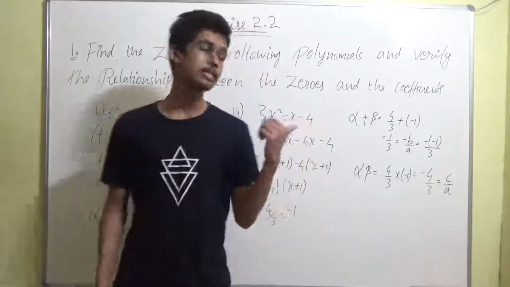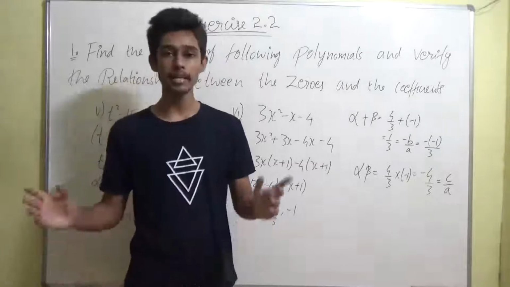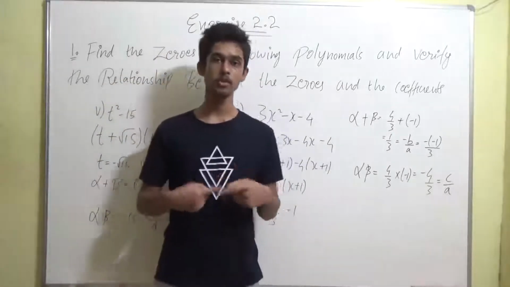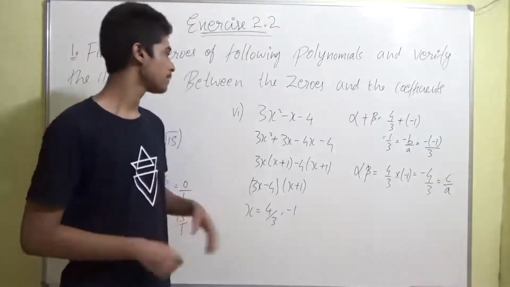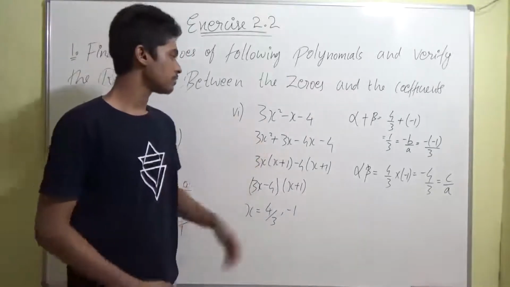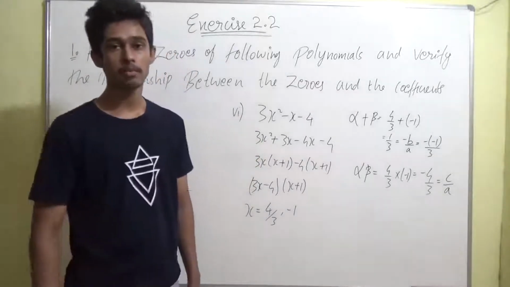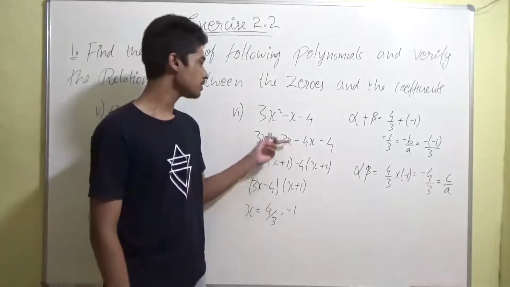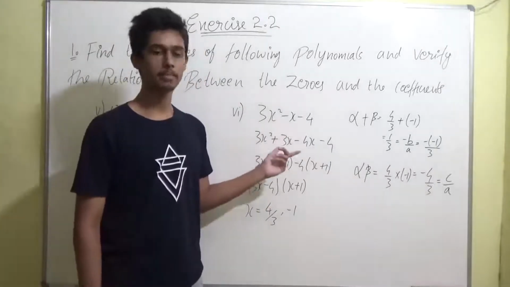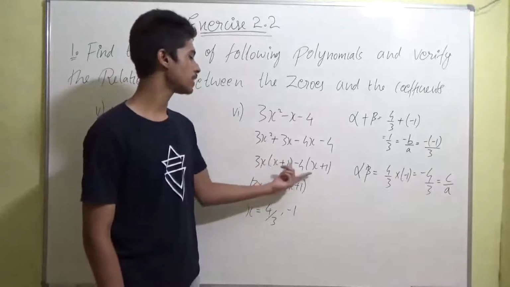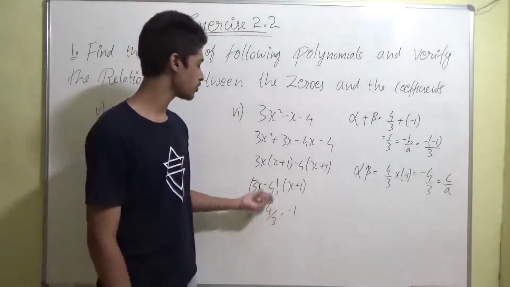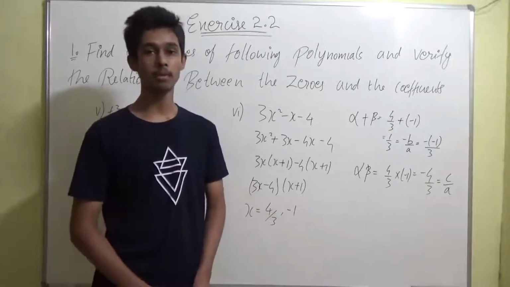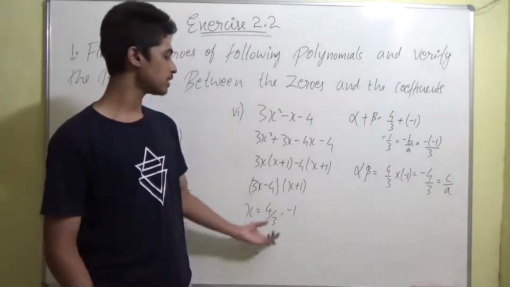Now let's go to the sixth sub question. In case you didn't understand it, you can watch my videos again and again, guys, so that you understand. Now let's see the sixth sub question. The sixth sub question is 3x square minus x minus 4. This you can split as 3x minus 4x, and by splitting the middle term and the method of factorization, you're going to get the zeros as 4 by 3 and minus 1. These are the two zeros.